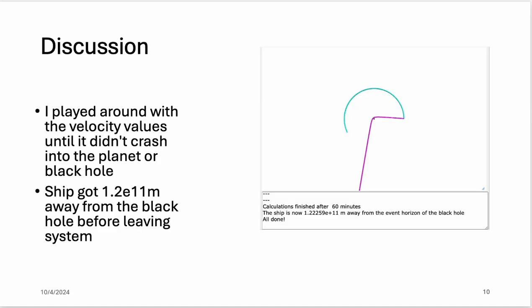So in the GlowScript, I played around with the velocity values until the ship got close enough to the black hole without crashing, and so that it left the system. So you can see the pink line is the ship getting close to the black hole, and then it leaves. And then the blue line is the orbital image of the planet. So you can see that the ship got a distance of 1.2 times 10 to the 11 meters away from the black hole before leaving the system.